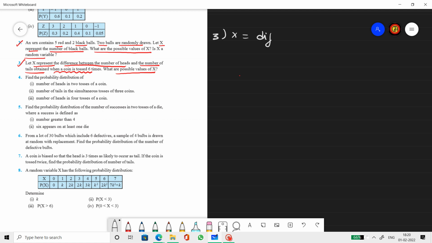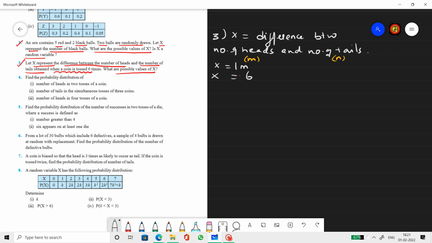X represents the difference between the number of heads and the number of tails. Let's assume heads as m events, and tails as n events. Okay, so x, I can get all 6 heads and I'm not getting a tail at all in that case, because the coin is tossed 6 times only. All 6 times I'm getting head here. So x represents modulus of m minus n here, which is 6 minus 0. First case where all 6 are heads, no tail. So x is equal to 6.